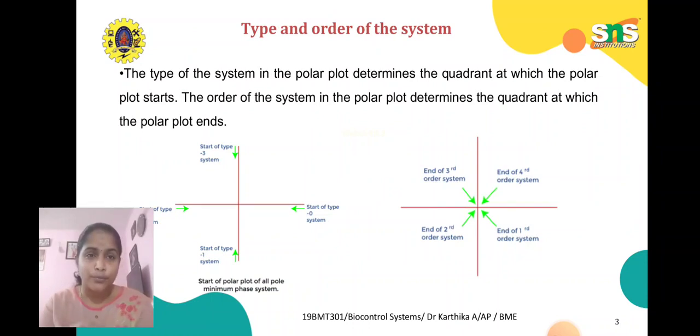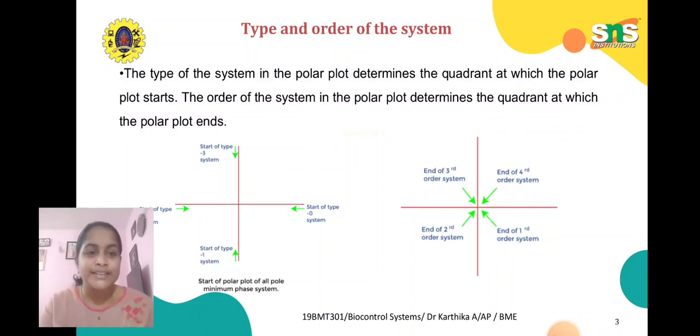Here, the most important things are the type and order of the system, which are used to measure the stability of a control system. The type of a system in the polar plot determines the quadrant at which the polar plot starts. The order of the system in the polar plot determines the quadrant at which the polar plot ends.